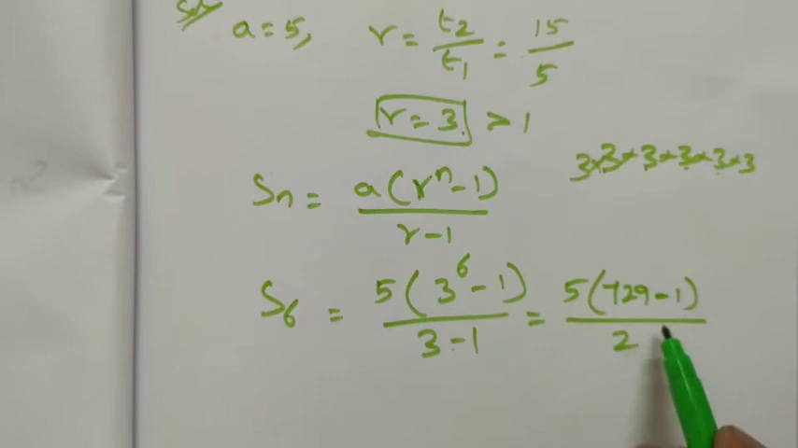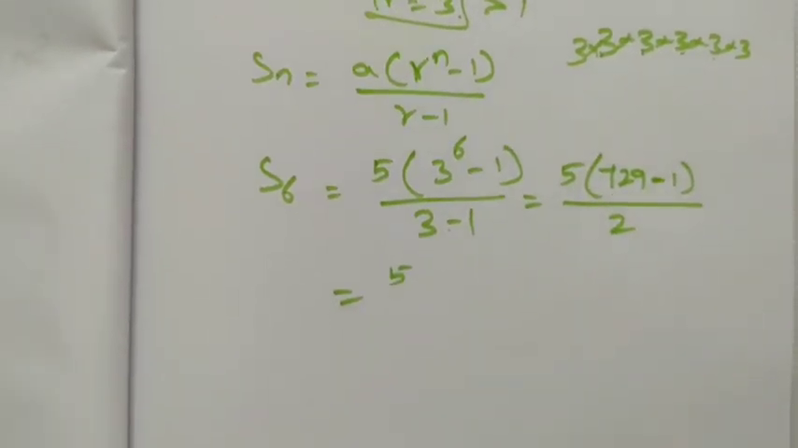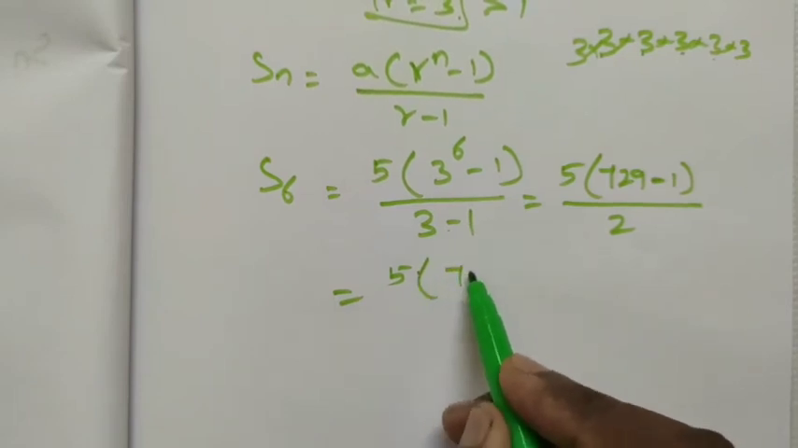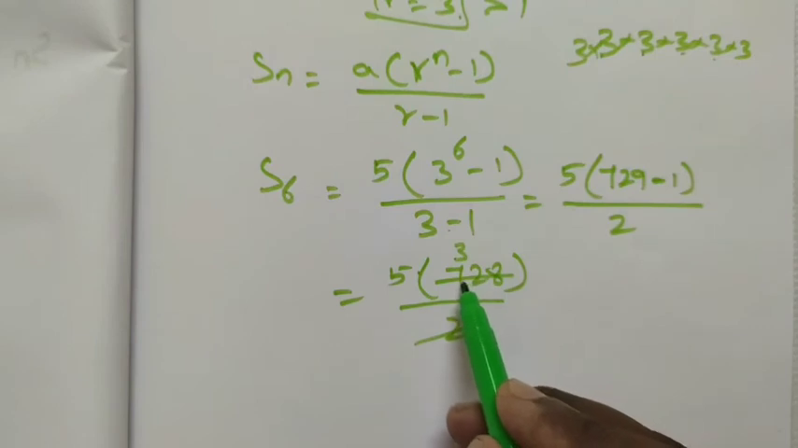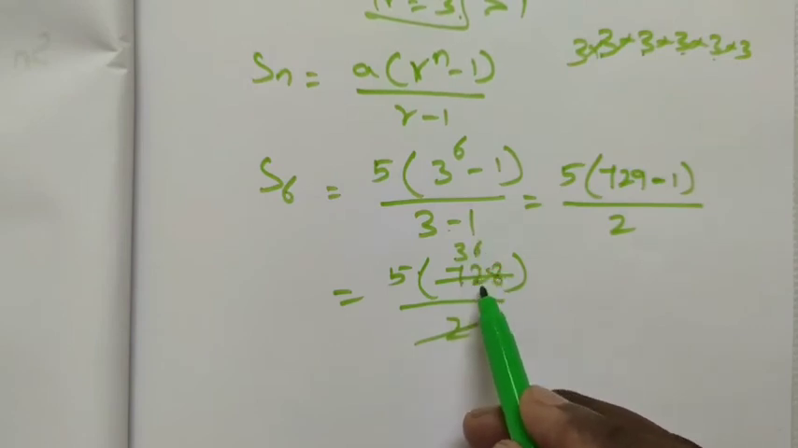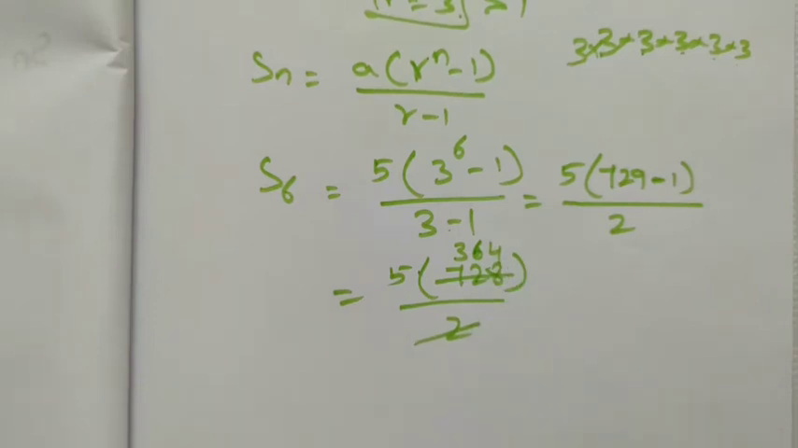And then reduce this. 5 into 729 minus 1 is 728, divided by 2. Reducing by 2, we get 364. 364 into 5, now multiply this: 5 fours are 20, 5 sixes are 30 plus 2 is 32, 5 threes are 15 plus 3, and we get 1820. 1820 is the sum of the first six terms of the GP.